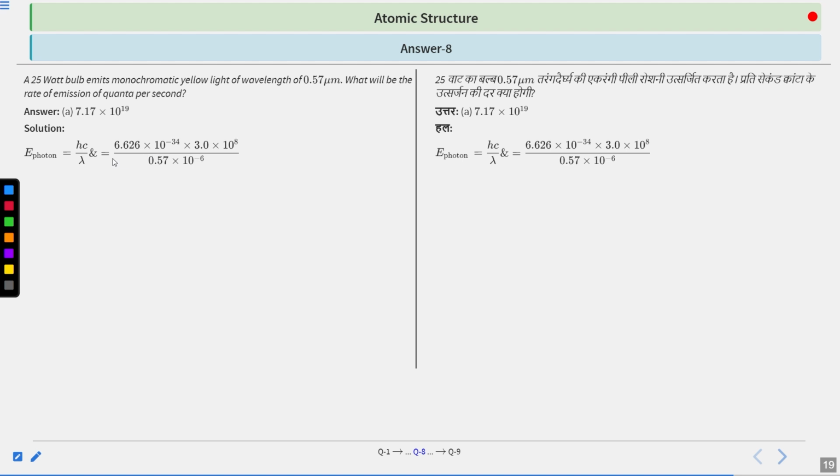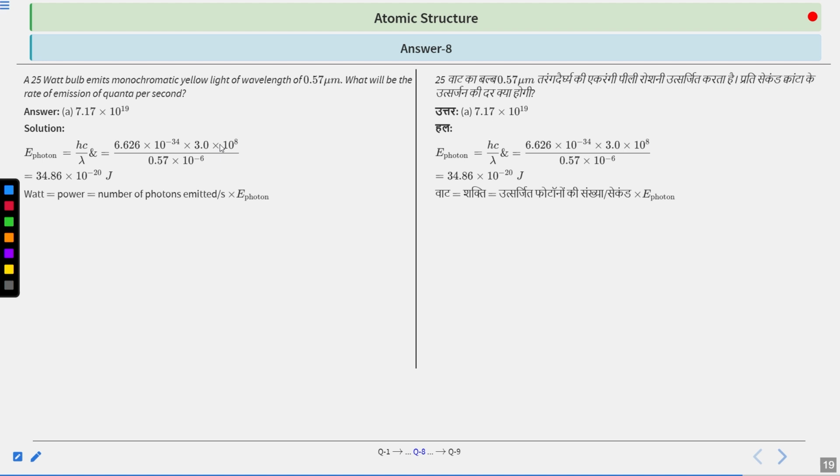Now what is E in this case? It is simply E = hc by lambda. Your lambda is given, h we know and c we know. So we put these values here, which will give you 34.86 into 10 to the power minus 20 joule. We have converted the wavelength by multiplying by 10 to the power minus 6, which gives you the meter value of this lambda.